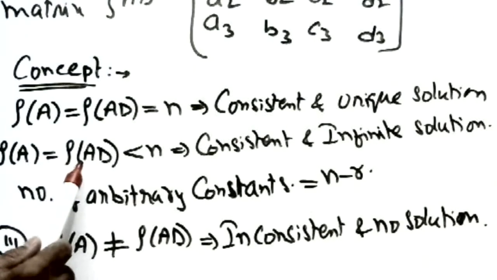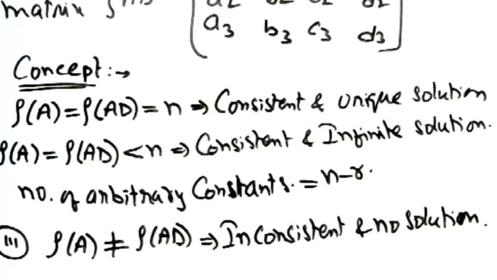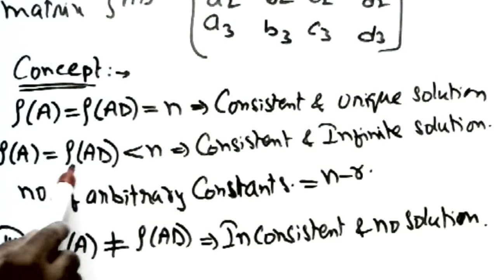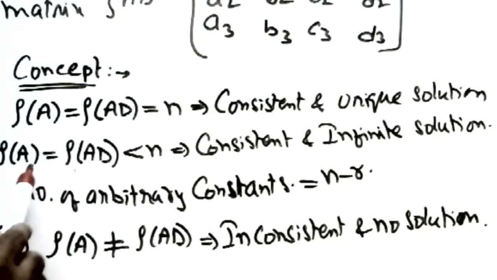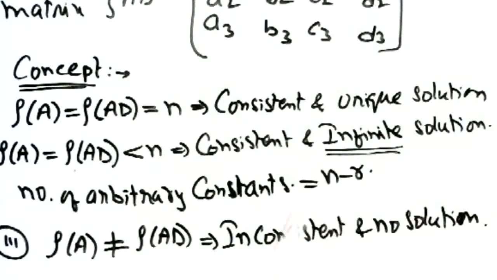Suppose both have the same rank, rank of A equals rank of AD, but it is less than n. For instance, both ranks are 2 whereas the variables are 3, or both ranks are 2 and the variables are 4. Then we say consistent but infinite solutions. In infinite solutions, we will not get all the values of x, y, z or w. For that, we have to take one or two arbitrary constants. Just understand this formula: the number of arbitrary constants will be n minus r. We will see this later when we solve the questions.